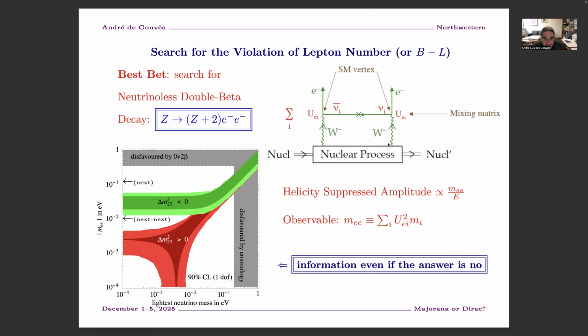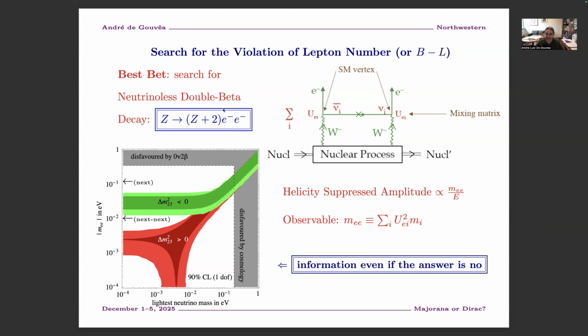As something that everybody has heard about in the past, I presume, the best way to look for the violation of lepton number is to look for neutrinoless double beta decay. This is a process where you start out with a nucleus, you end up with a different nucleus, and you emit two electrons, and no neutrinos get emitted. And you notice that your initial lepton number was 0, your final lepton number is 2. This violates lepton number by 2 units.